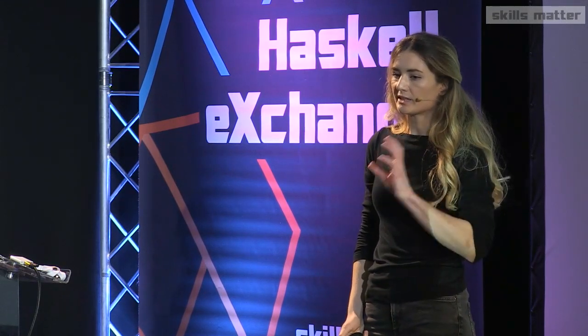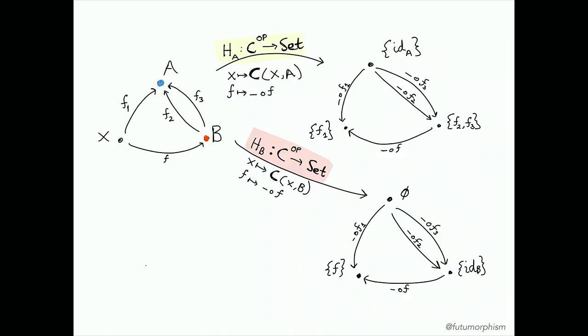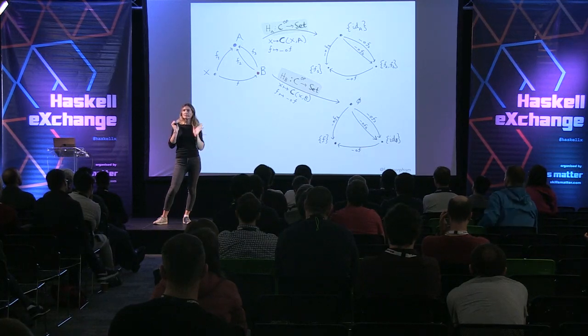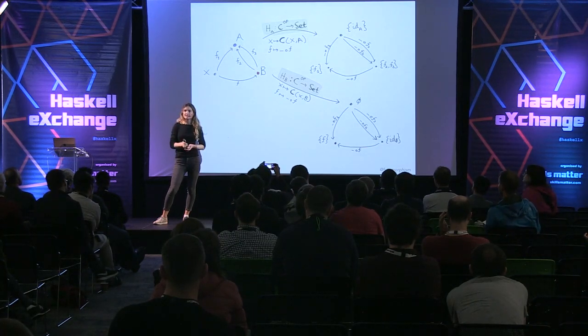Okay, so we started by fixing A, and we got a functor to Set. If we fix B, we get a different functor to Set. And we call these representable functors. These are the contravariant representable functors. And we also call them H subscript A and H subscript B. Cool, so we have a mapping from every object in C to Set.